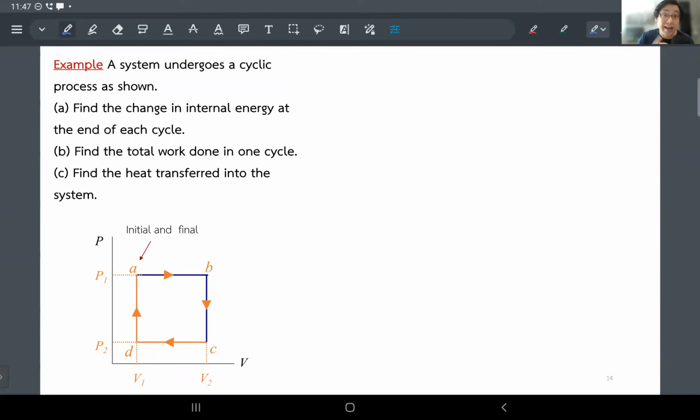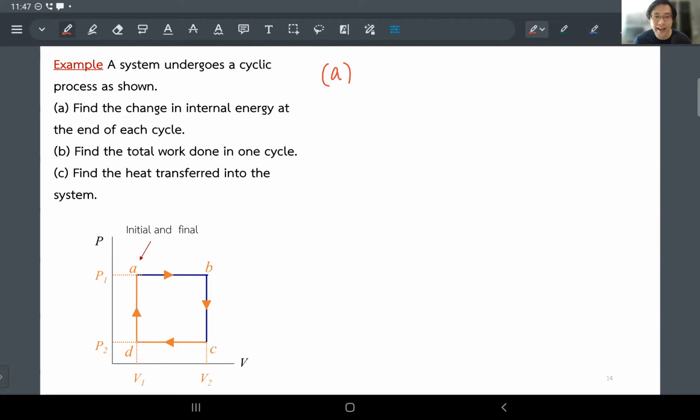Next time, we're going to do a fine, detailed calculation on each segment, A to B, B to C, C to D, D back to A. We can do that now, but I think that would take some time. For now, let's look at the big picture here. Please answer part A for me.